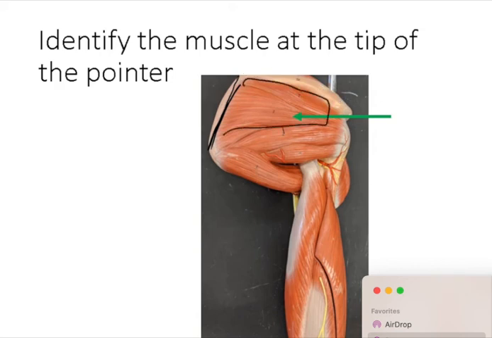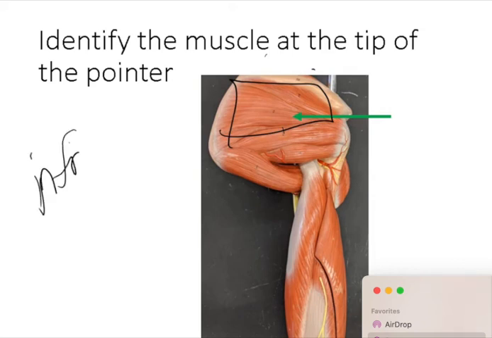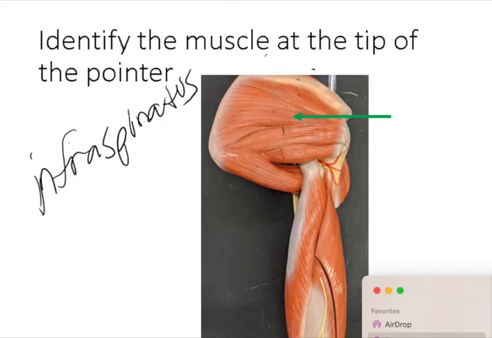And then we have a muscle that sits below the spine, and then there's a muscle that goes above the spine. The one that sits above the spine, we said is the supraspinatus. The one below the spine here is the infraspinatus. Okay, infraspinatus is below the spine, and the infraspinatus is here.